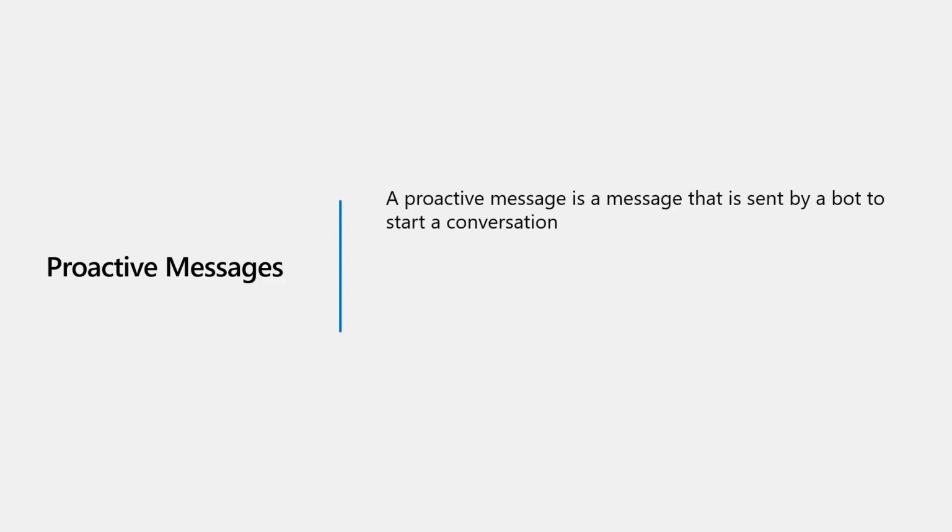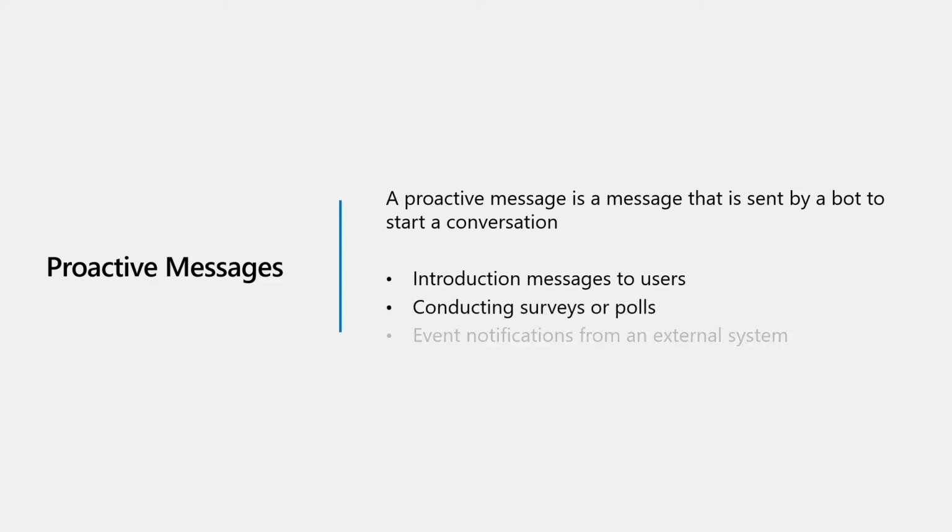Thanks, Adrian. Now let's look at another challenging topic in Teams, proactive messaging. First, what is a proactive message, and when do they get used? A proactive message is a message that is sent by a bot to start a conversation. This can be used for many things, such as sending an introductory message to users as an app, conducting organization-wide surveys or polls, and even sending notifications from external systems, like a service health monitor.